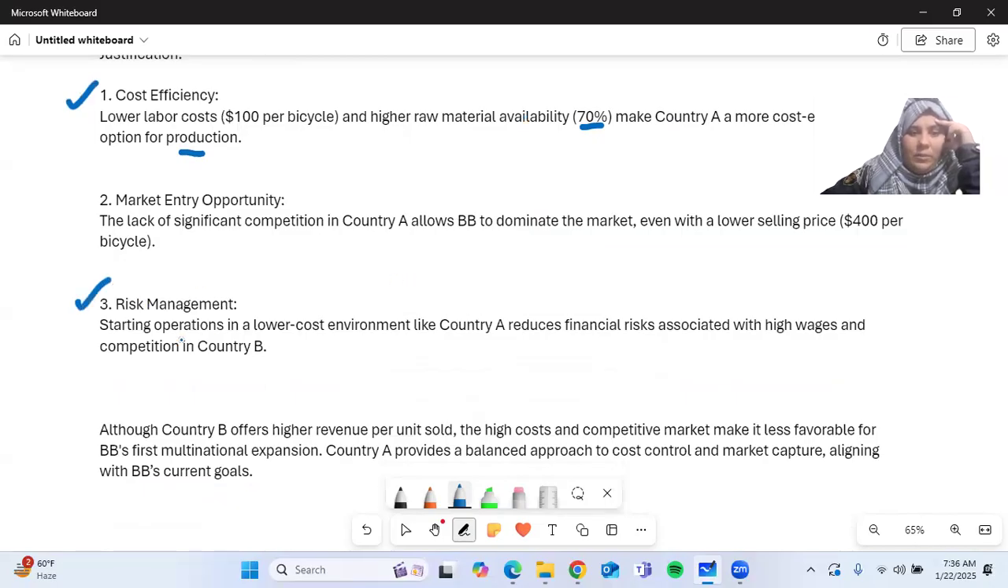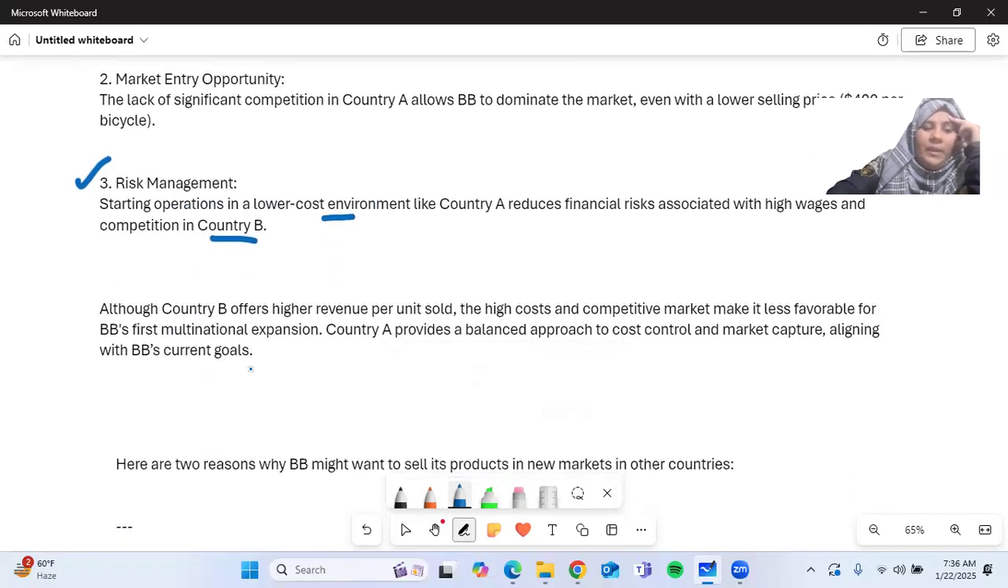And there is risk management also. Starting operation in a lower cost environment like country A reduces the financial risk associated with high wages and competition in country B. Although country B offers higher revenue per unit sold, the high cost and competitive market make it less favorable for BB's first multinational expansion. So country A provides a balanced approach to cost control and market capture, aligning with BB's current goals.